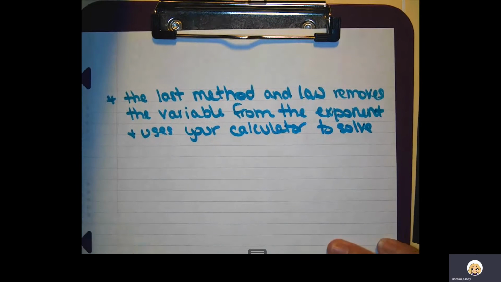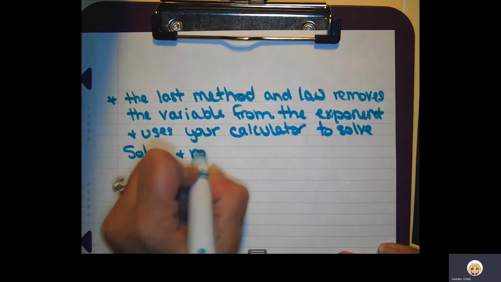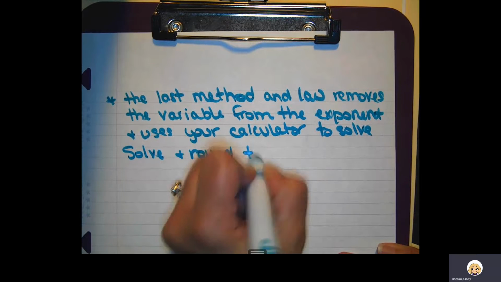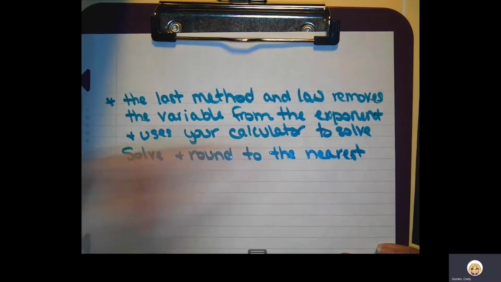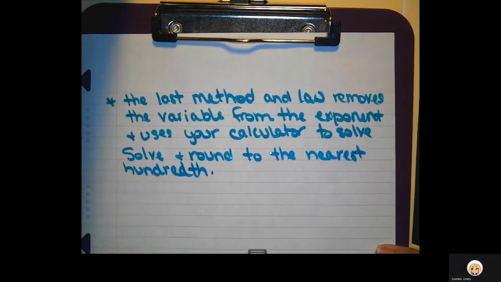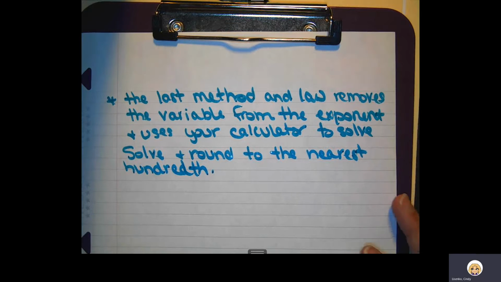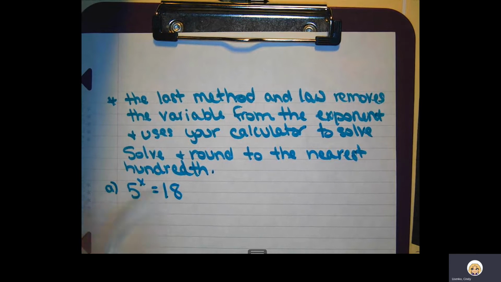So the next part is where we're going to solve. So can you write solve and round to the nearest hundredth? Solve and round to the nearest hundredth. All right, so here's your first example. 5 to the x equals 18.